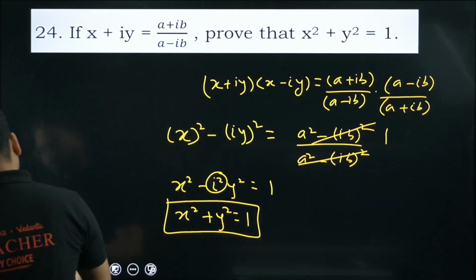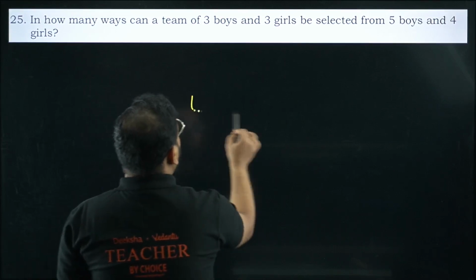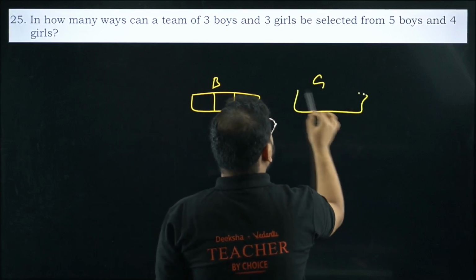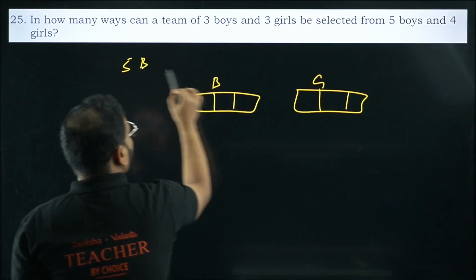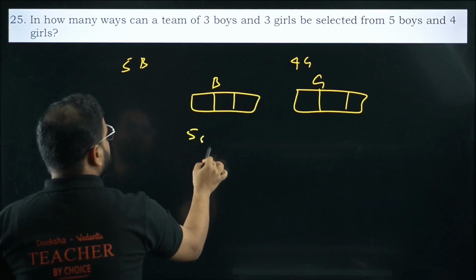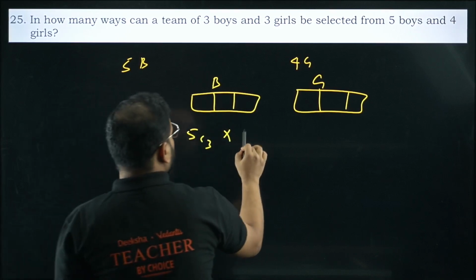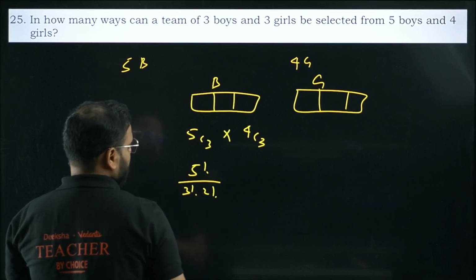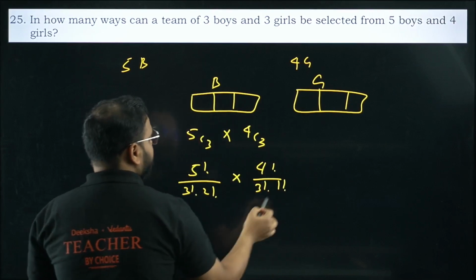Okay, 25. In how many ways can a team of 3 boys and 3 girls be selected? For boys, we have 3 slots over here, and girls also we have 3 slots. We have total of 5 boys and 4 girls. So I can pick 3 boys out of 5, so 5C3, and multiplication, because we want both. But what is going to be 4C3 again? What will happen to this? 5 factorial upon 3 factorial into 2 factorial, into 4 factorial upon 3 factorial into 1 factorial.